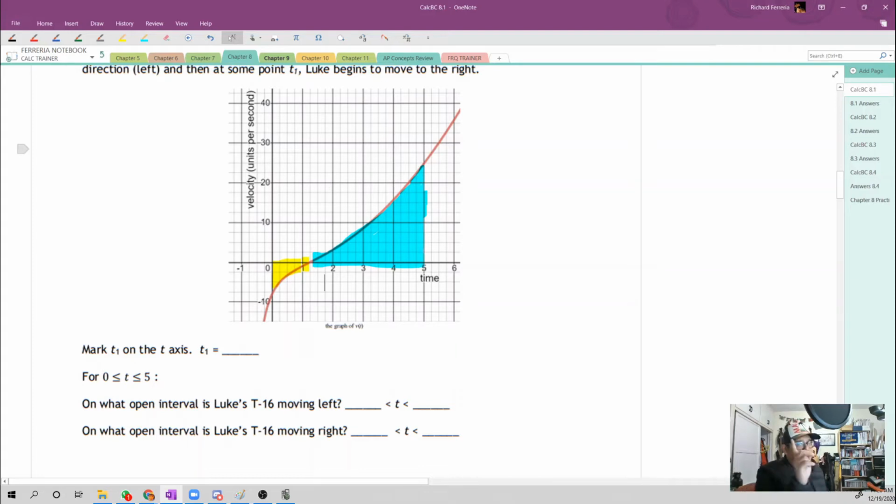Of course, this is on the x-axis. If we're talking about the y-axis, then negative velocity means we're moving down. Positive velocity means we're moving up.